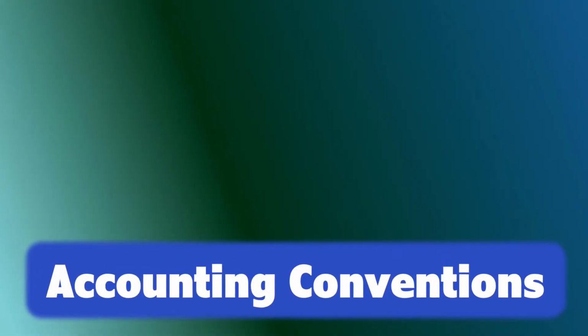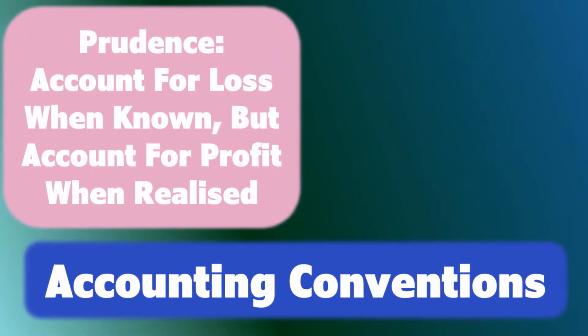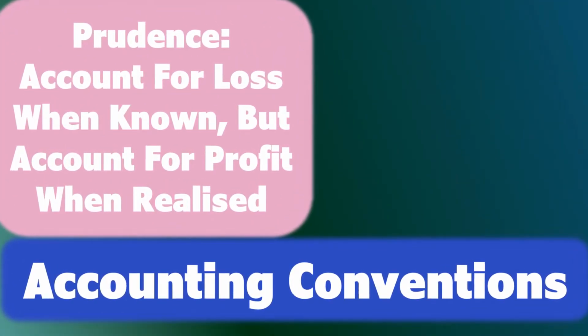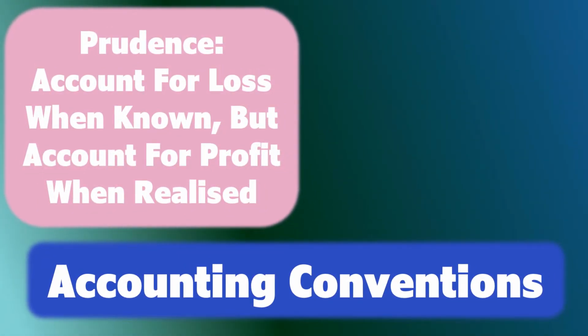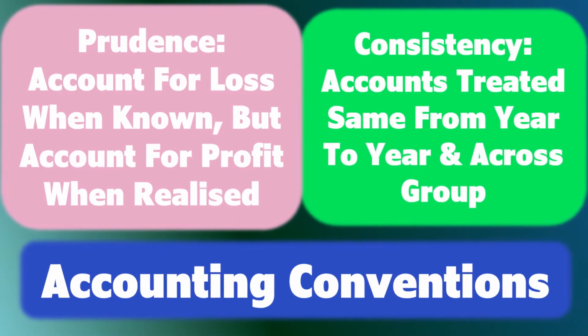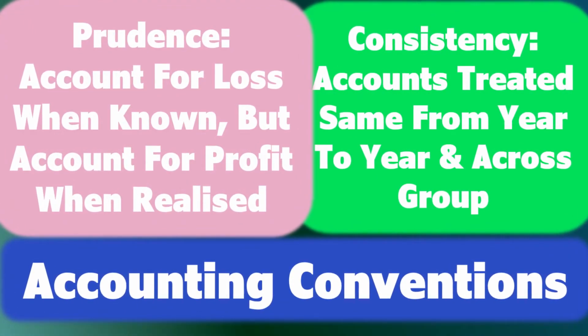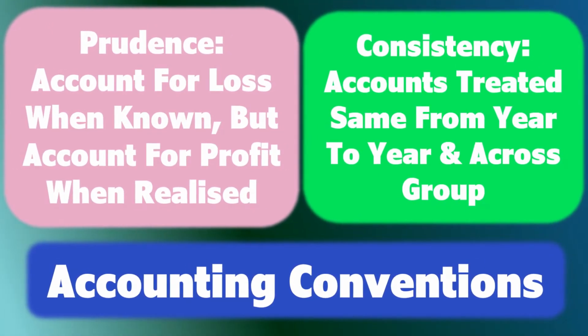Now, let's consider some accounting conventions. First, prudence is that you should account for a loss as soon as it is known, but you should account for a profit only when it is realized. Also, consistency is that the accounts should be treated the same from year to year and across the group.